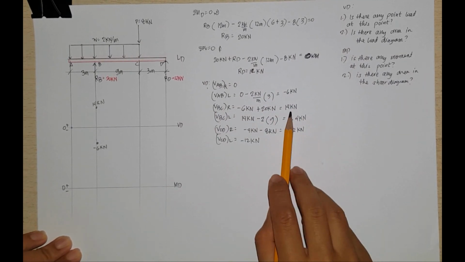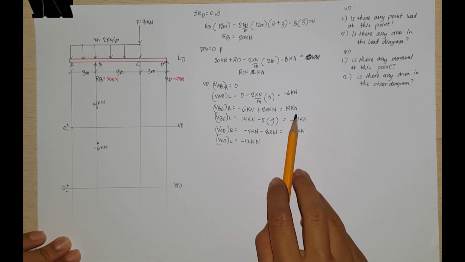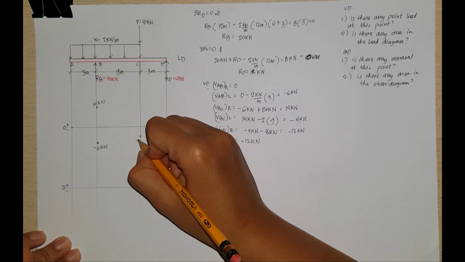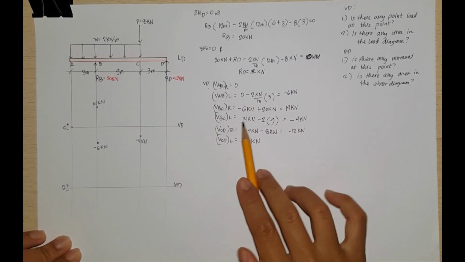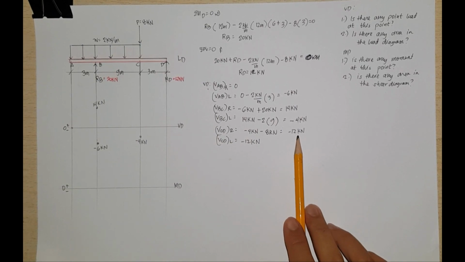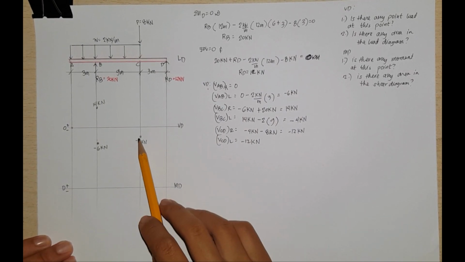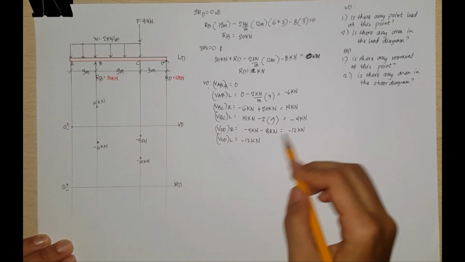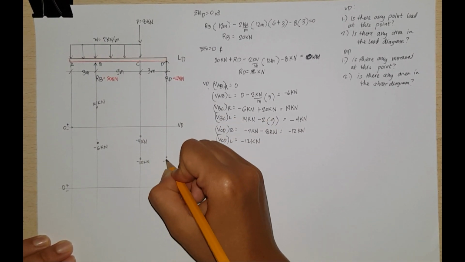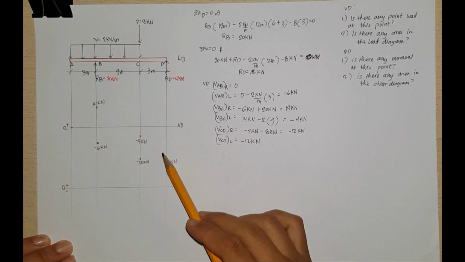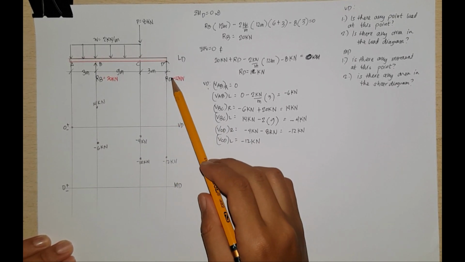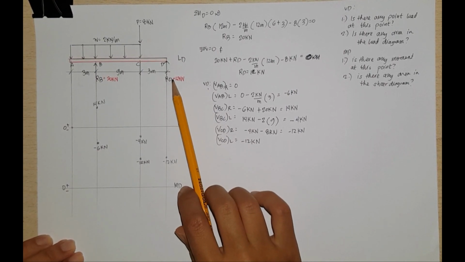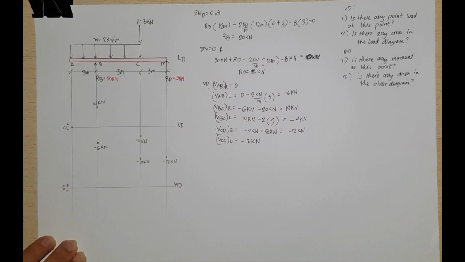So at AB, 14. And then at BC, we have negative 4 kilonewton. And then CD, we have negative 12 kilonewton. So makikita nyo na nag-close yung ating shear diagram kasi it is equal to the reaction at D. So let us connect the dots.